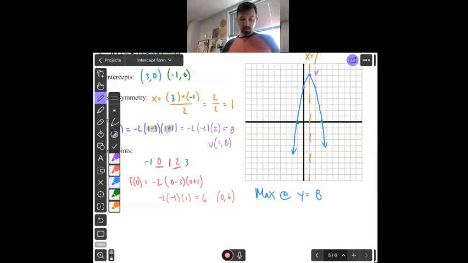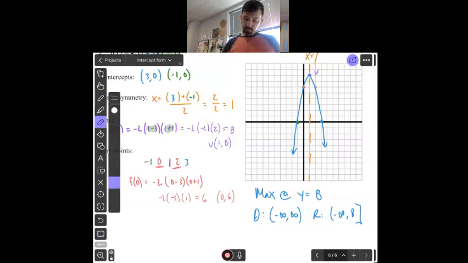Has a max value since it's upside down. Domain, right? It's always all real numbers. Our range, that goes down forever, so it's negative infinity. Max is out at 8. That gets a bracket on that 8. Okay. On homework, I'm asking you guys to do the max or min. The domain range. Okay.